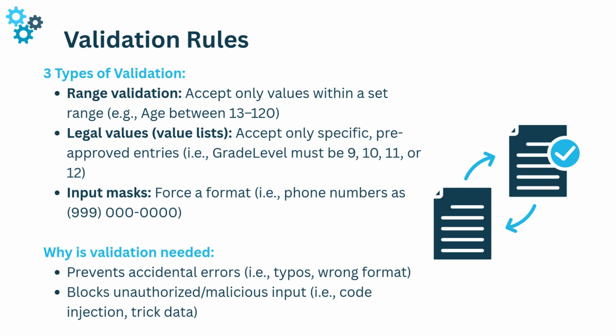Input mask. You can force a specific format, like a phone number can have parentheses around the area code and a dash between certain digits. These validation rules help prevent accidental errors, like typos and wrong formats. It can also block malicious input that could damage your database, or let in code that doesn't belong, like an SQL injection.